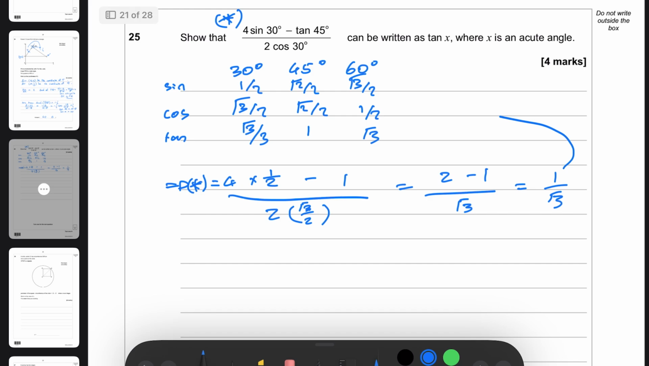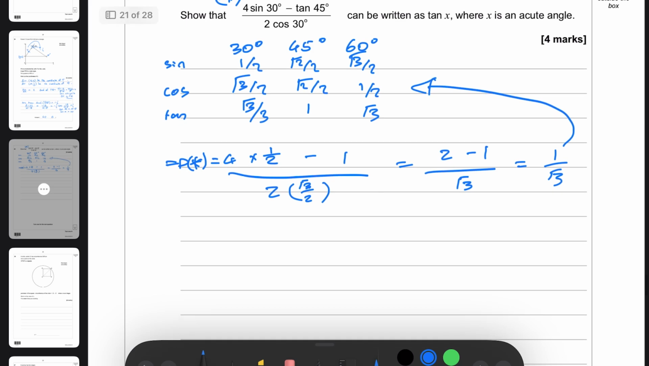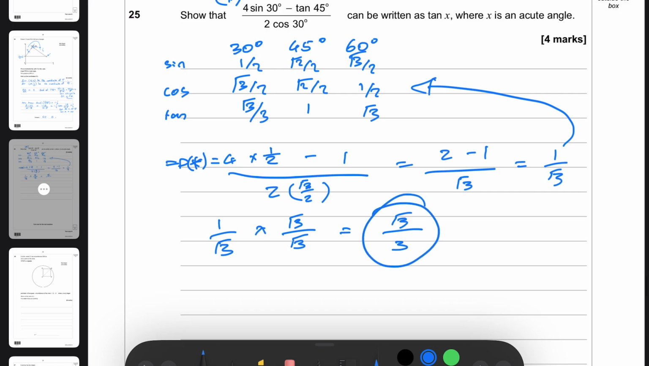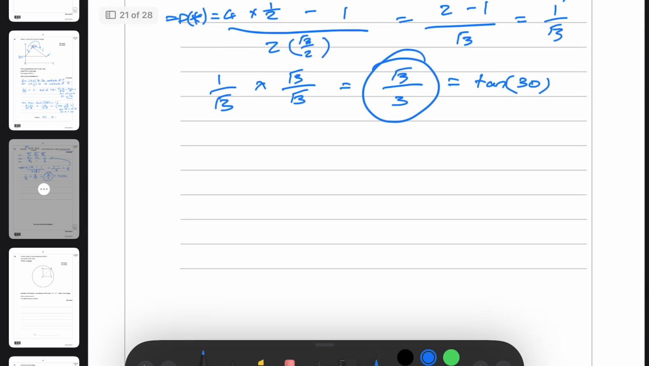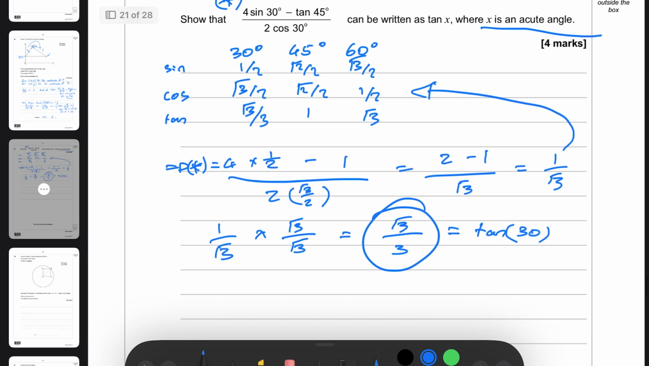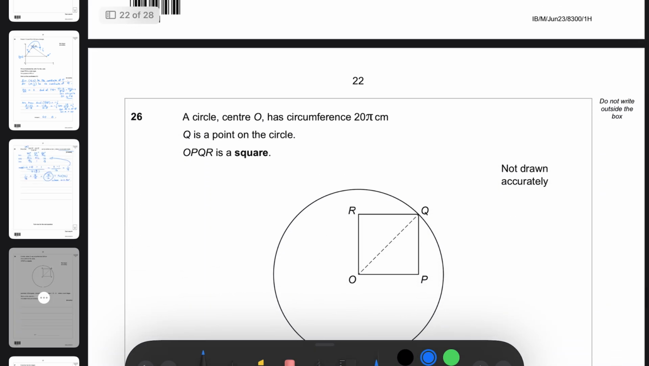And right, now you might say, oh, there's not actually any 1 over root 3 here, but remember, 1 over root 3 you can just times by root 3 over root 3, which gives you root 3 over 3, which is indeed tan 30. And we can verify x is indeed, well, 30 is indeed acute, so we have our answer. It's this simple, guys.